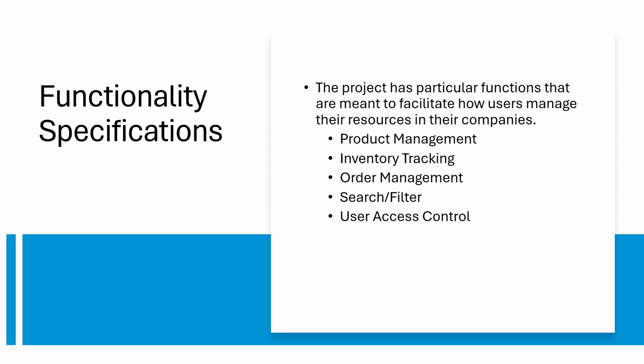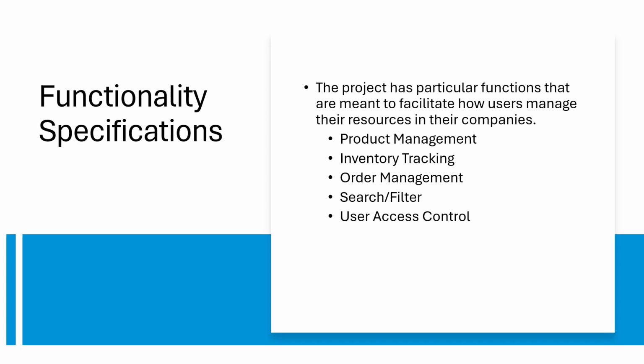Functionality specifications. The project has particular functions that are meant to facilitate how users manage their resources in their companies. Product management. Product management is the ability to modify the number of products in the database. Some product details include the name, description, and price. Inventory tracking. In inventory tracking, users can update the inventory levels as products are received or sold. This can be useful to know when stock levels for a product fall below the reorder point.